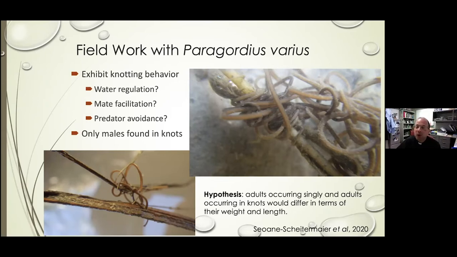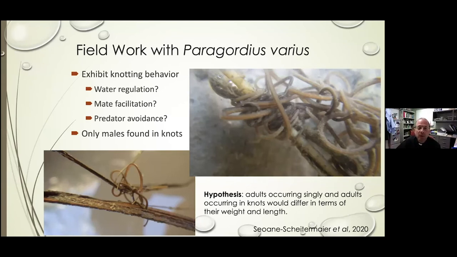And we don't know what the knotting behavior is for. We don't know how the worm benefits, if at all, from this knotting behavior. Some studies have suggested water regulation: if these worms are fairly small and susceptible to drying out, maybe being in these knots helps them regulate water. Some have suggested mate facilitation, right? You enter into these knots and you find a mate. Or predator avoidance, right? If you're in a large knot, you're less likely to be eaten maybe by a fish or something with a limited mouth gape.